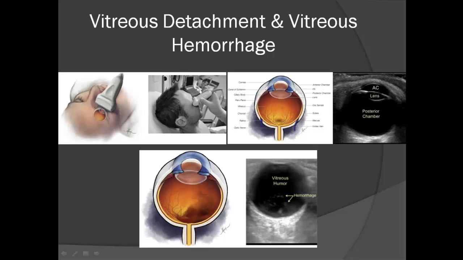Sometimes with the vitreous hemorrhage, you'll see a considerable amount of cloudiness in the posterior segment of the eye. We'll go over the vitreous detachment in a minute here, but really you're looking at that posterior segment to make sure that there's no material or tissue that has detached from the back portion of the eye.